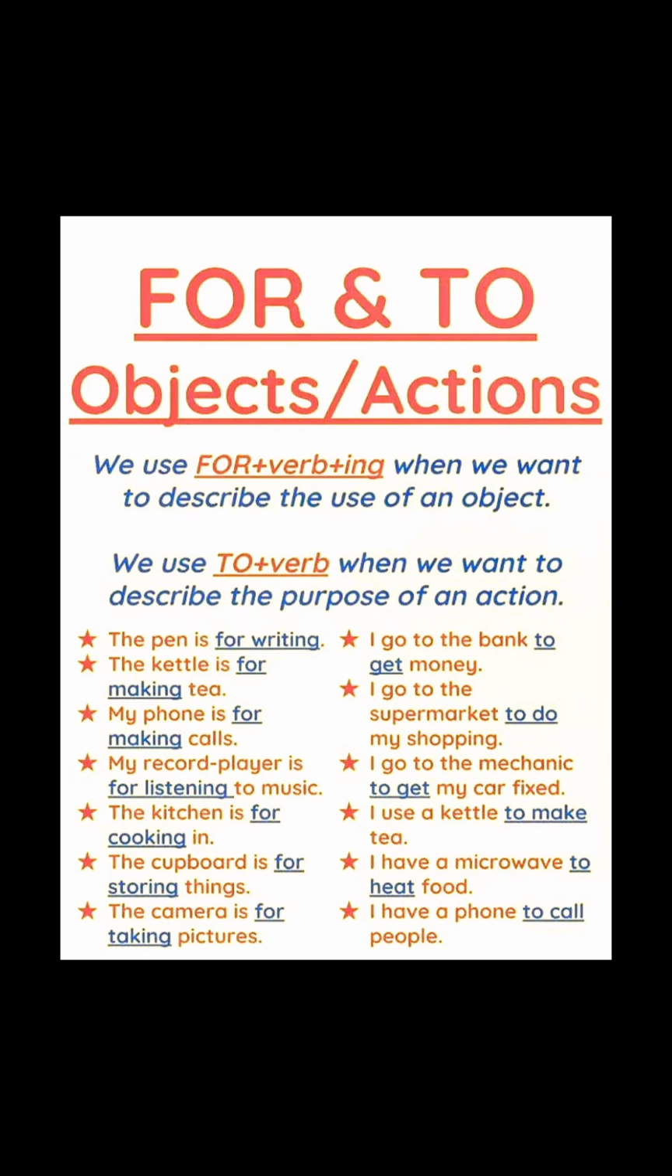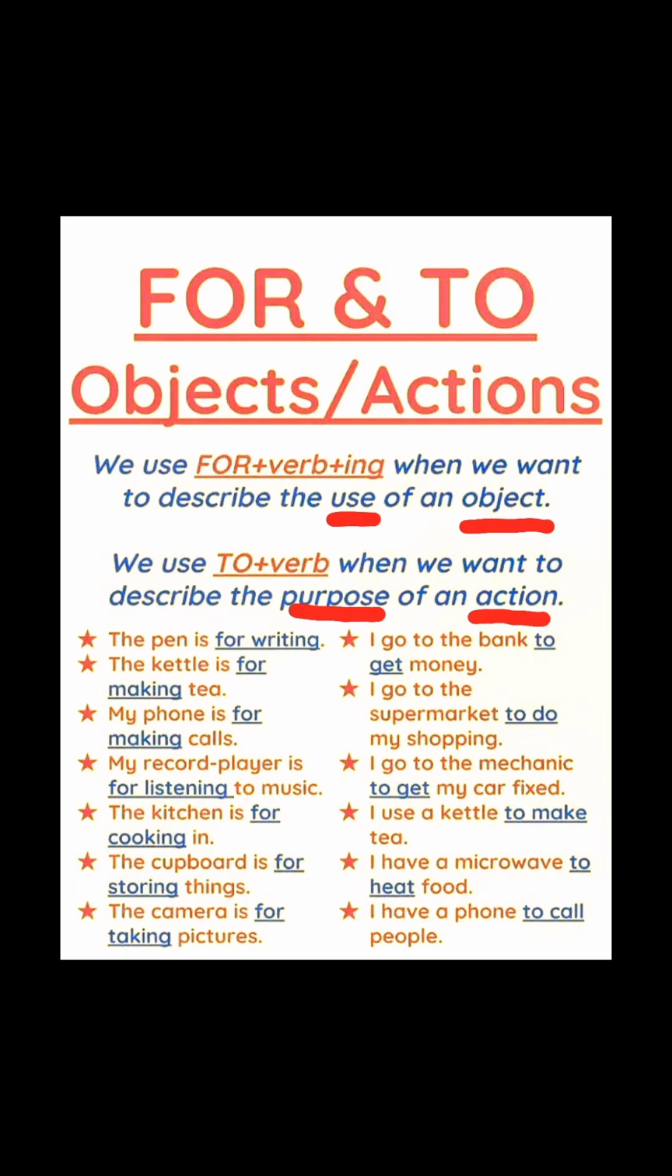Okay, now when do we use to? We use to along with the verb or the action word when we want to describe the purpose of an action. So you have to understand the difference between use of an object and purpose of an action, because we are using for with objects or things, and we are using to with actions.